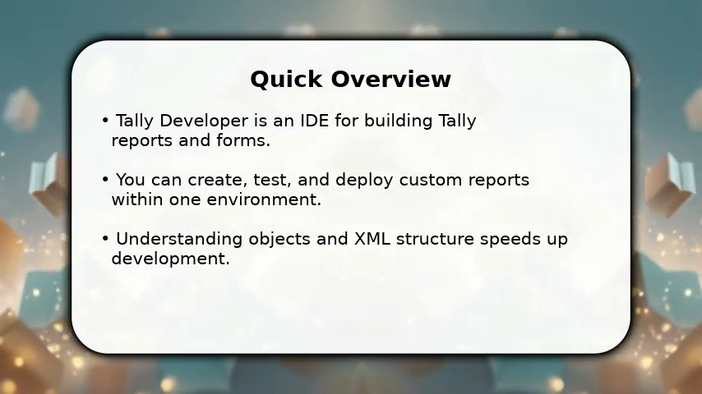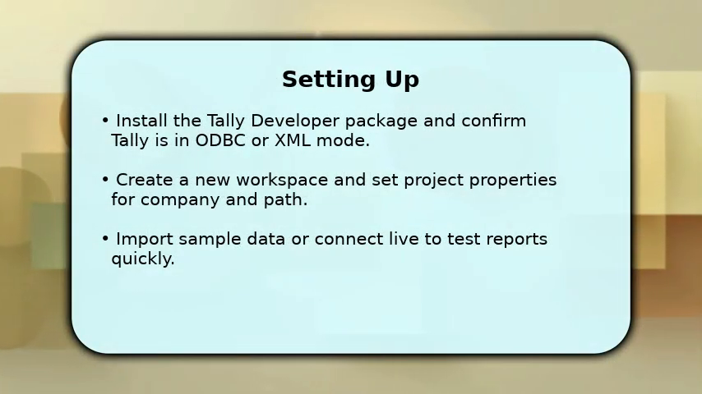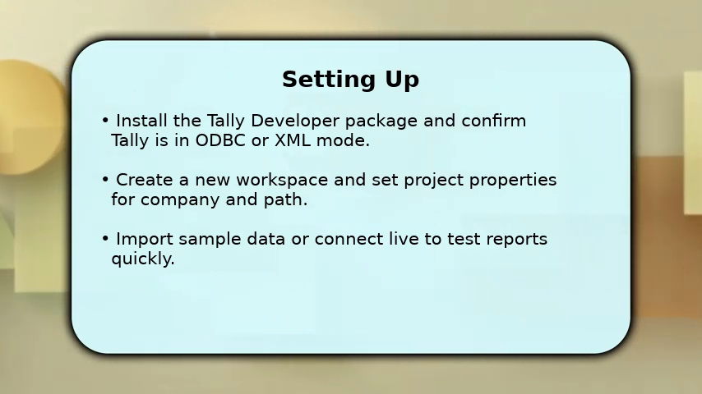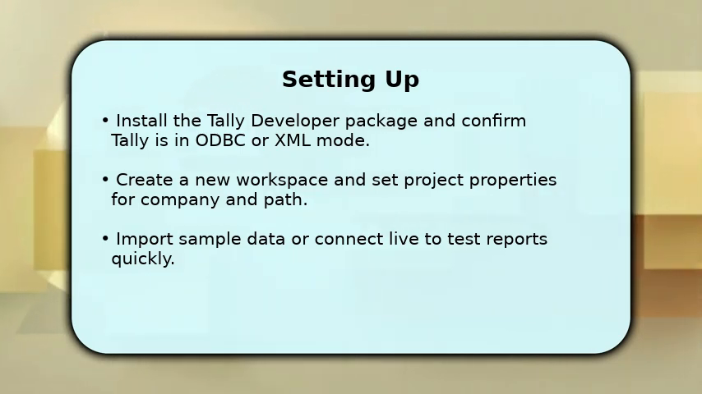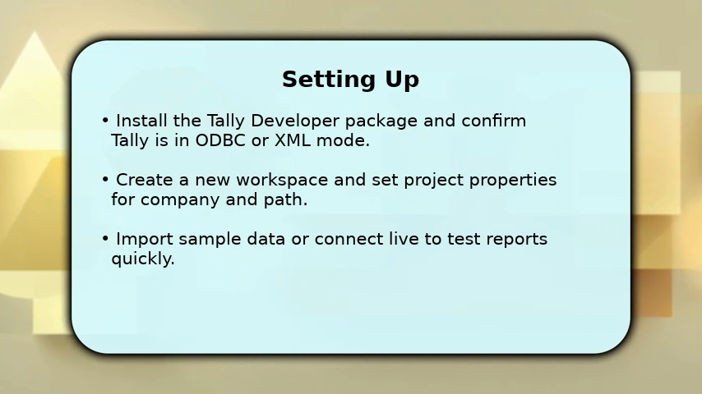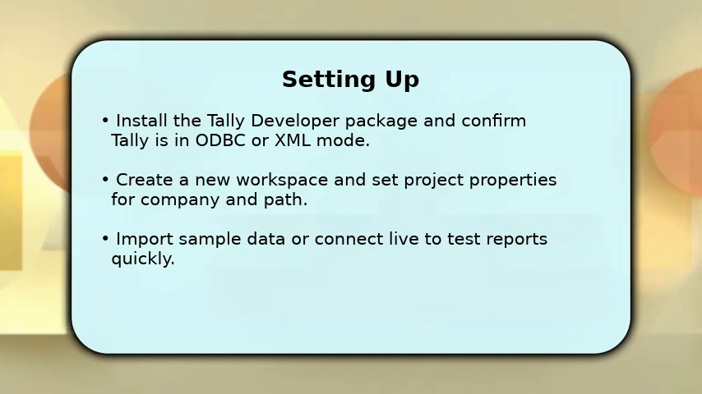Run the local Tally instance to preview output and iterate until the layout and calculations match your needs, keeping changes small and testable. Begin by installing Tally Developer and ensuring Tally itself is running in XML or ODD integration mode. Create a new workspace and set the project company, file paths, and output preferences. Import a small sample dataset or connect to live company data for realistic testing. Save often and use the built-in validator to catch syntax or mapping errors before previewing.